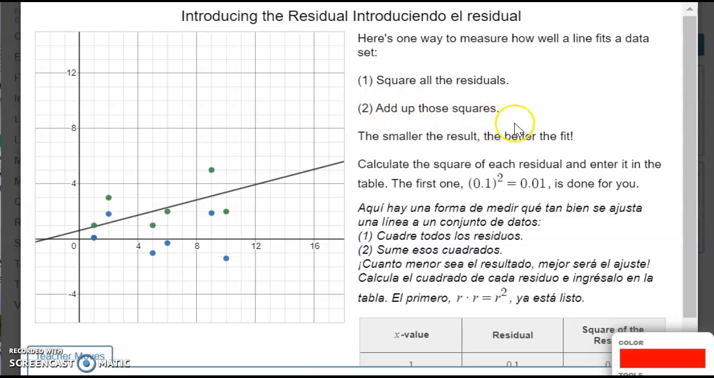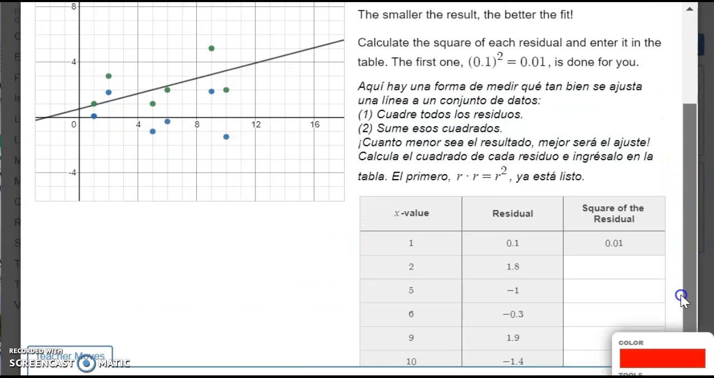So you square all the residuals and add up the squares. The smaller the result, the better the fit. Calculate the square of each residual and enter it in the table. The first one, 0.1 all squared, was 0.1 because the green dot was just 0.1 above. That's why 0.1 all squared has been done for you. So we need to fill in the rest.